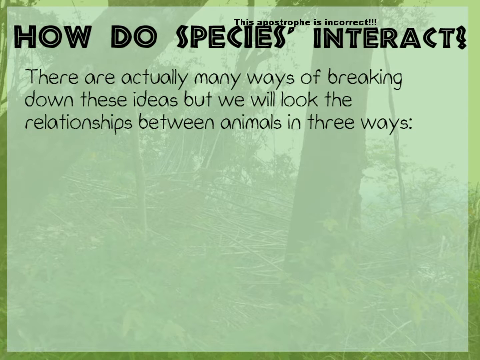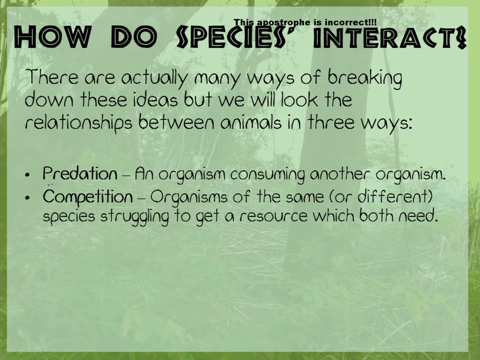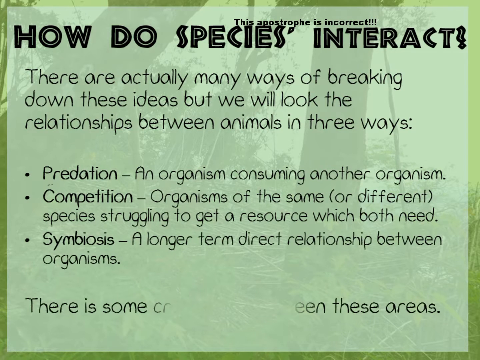aren't able to divide it into clearly defined laws, but for our purposes, we're going to break species interactions into predation, an organism that consumes another organism, competition, when organisms of different species or the same species are all competing, they are all struggling to get a resource which everybody needs, and symbiosis, which is a longer-term relationship between organisms. As we said, there is some crossover between these three areas.